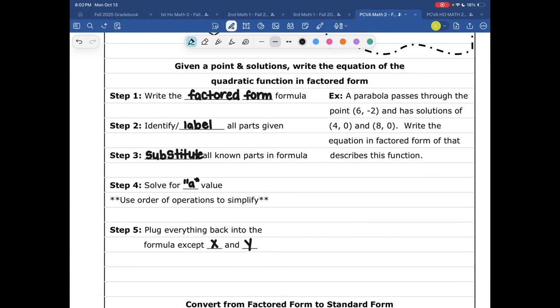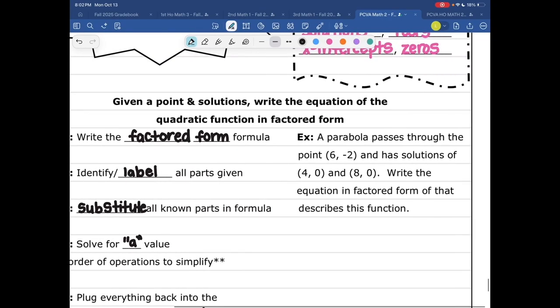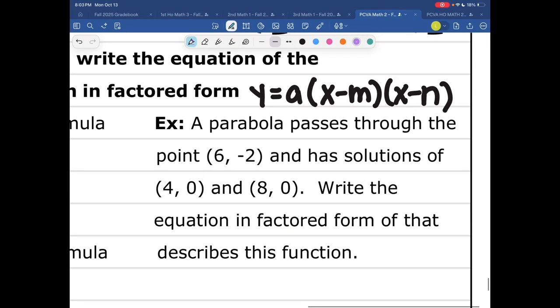So we're going to write the factored form formula. Again, the factored form formula is y equals a times x minus m times x minus n. Now, the next thing we need to do is label our parts. We want to label the information that is given. It says that the parabola passes through the point 6, negative 2. So 6, negative 2, that's my x and that's my y. It also tells me that my solutions are 4, 0, and 8, 0. Because it says solutions, those are my m and my n, my x-intercepts.